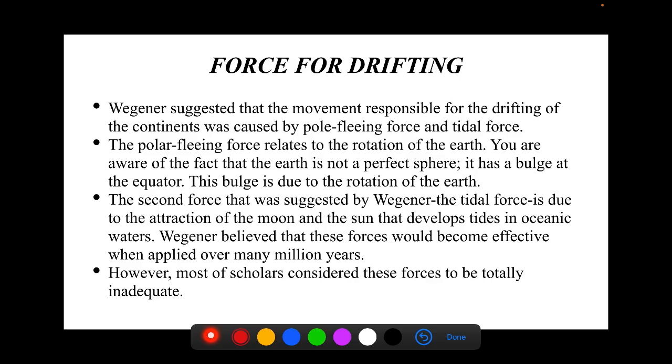Why was the force created only 200 million years ago? So he did not have an answer for this. And what was the force that made these continents, which were together, start to drift apart? Let's see what was mentioned by Alfred Wegener.